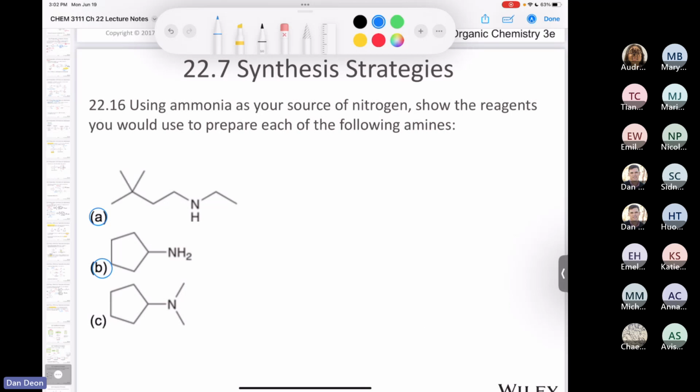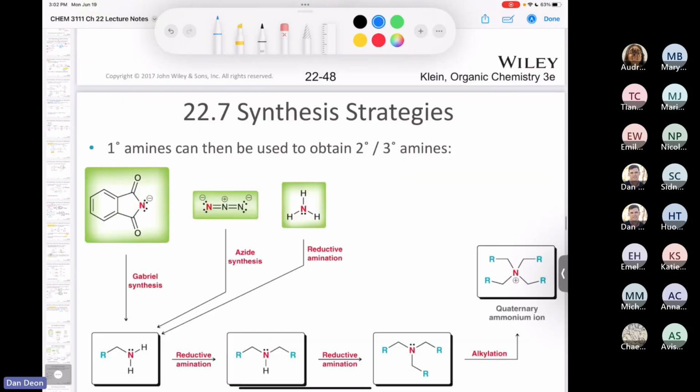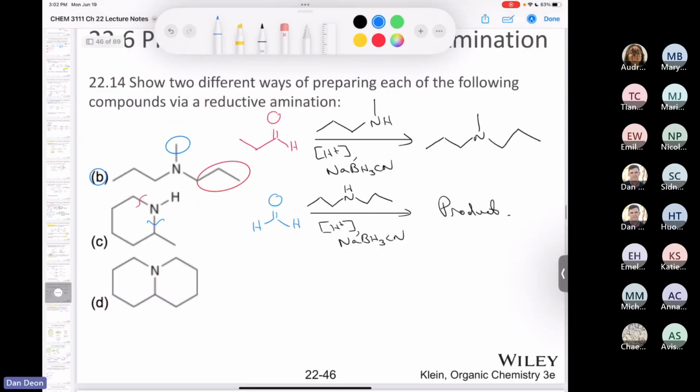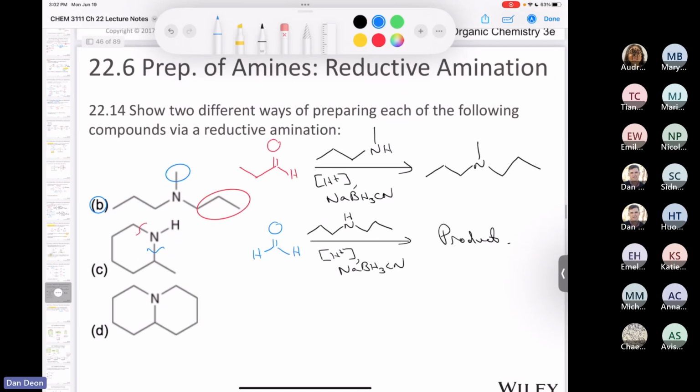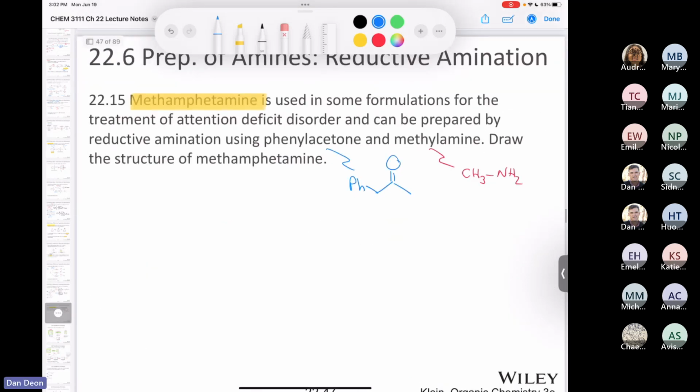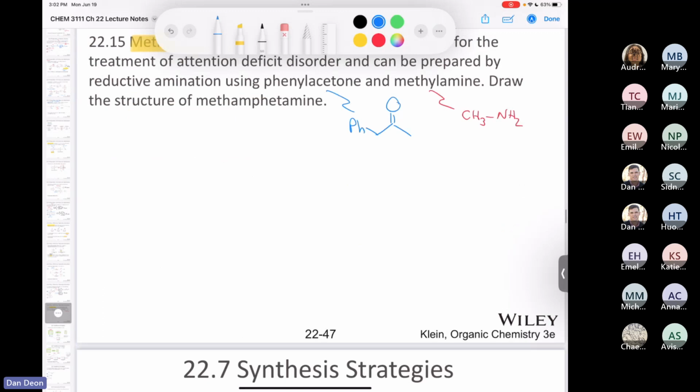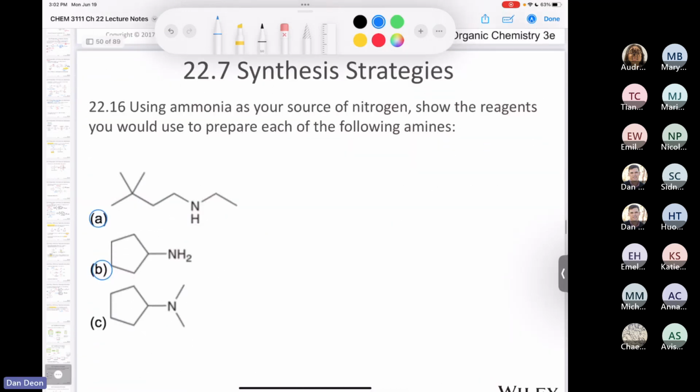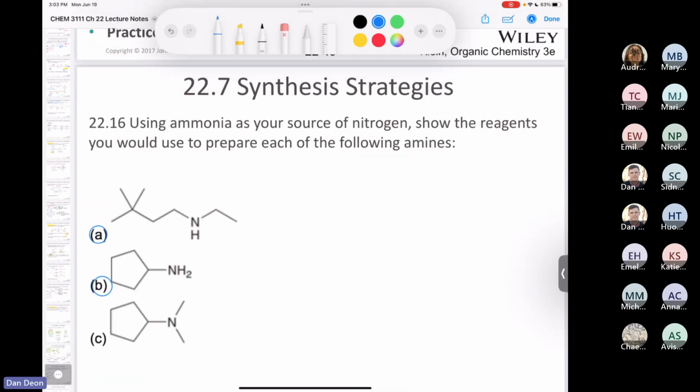But I don't want to spend too much time on these synthesis problems because our next class is entirely devoted to this chapter. So what we'll do is we'll take another short break, and then we're going to come back and we're going to tackle question 22.14, 22.15, the synthesis of crystal meth, and then we're going to try 22.16a, and then we'll see about B.